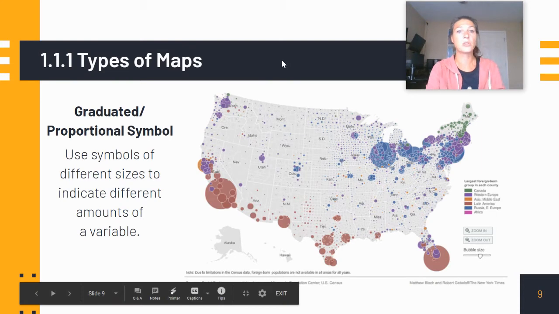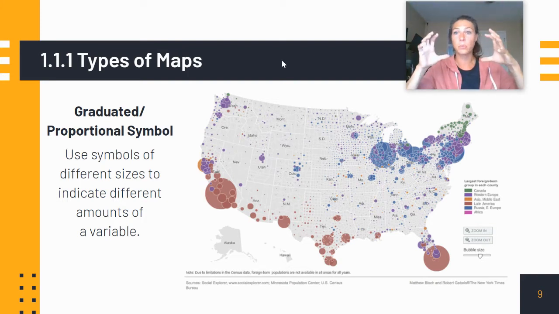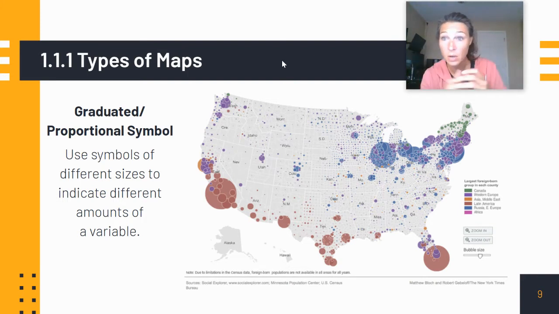This is a graduated or proportional symbol map, and it uses symbols of different sizes to indicate the different amounts of a particular variable. So it's a dot, kind of, but unlike the dot density map, when you see a greater concentration of whatever it is that you're measuring, the size of the symbol actually gets larger, right? So we're looking at the largest foreign-born group in each county.